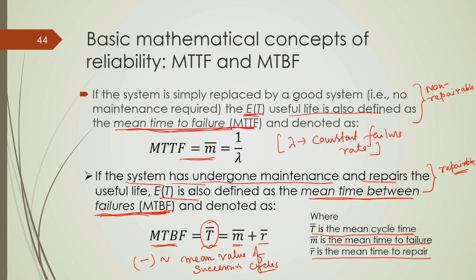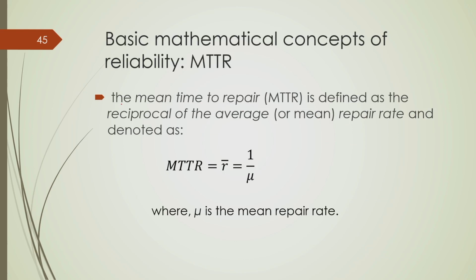I will illustratively explain what it is. Now, there is another definition called mean time to repair, MTTR, which is defined as the reciprocal of the average repair rate. It is denoted by R bar, and it is equal to 1 upon mu, where mu is the mean repair rate.